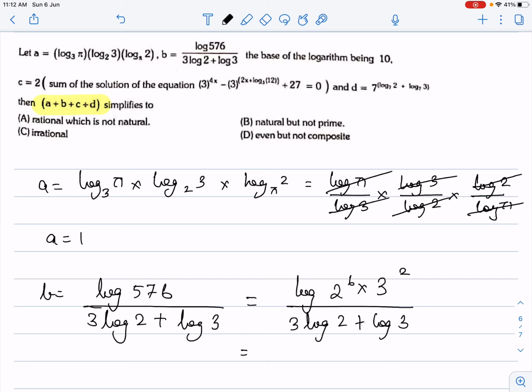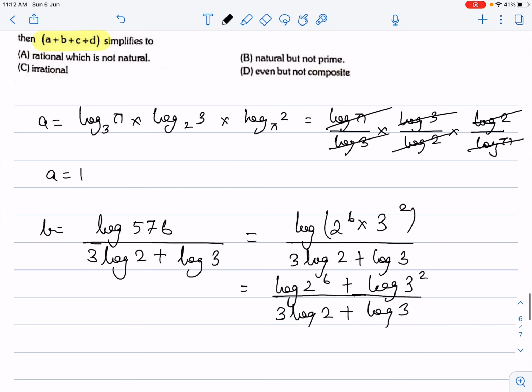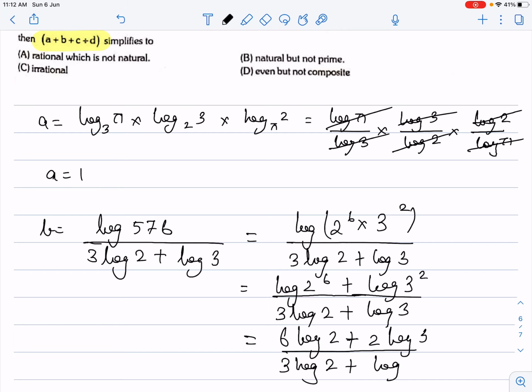Now we can write it like this: we know log AB becomes log A plus log B. So log of 2 to the power 6 plus log of 3 to the power 2, divided by 3 log 2 plus log 3. Now let's see how it can be written by me. By the converse of the power rule, it becomes 6 log 2 plus 2 log 3, whole divided by 3 log 2 plus log 3.